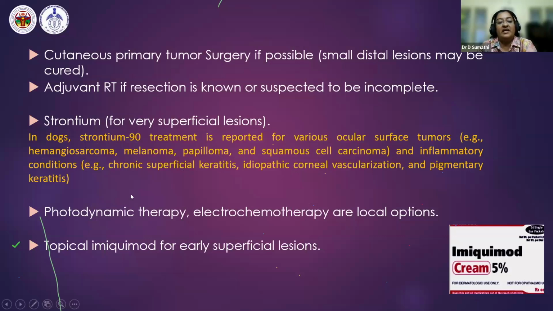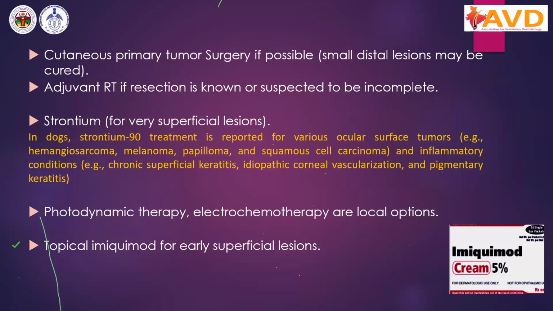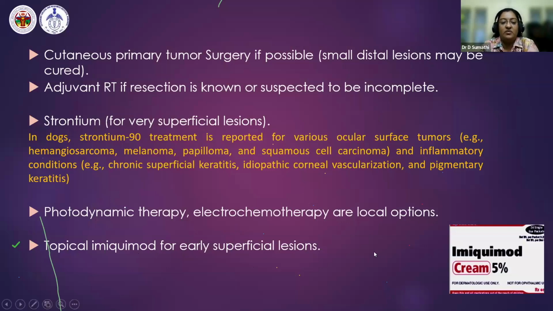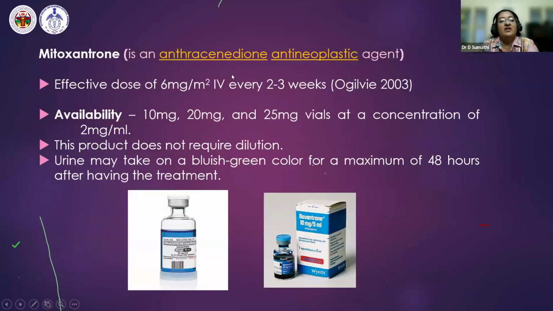So photodynamic therapy, again a light-based therapy, can be applied. Electrochemotherapy, wherein chemotherapy and electrical activity are combined together. These are used in case of local options. Topical imiquimod is one of the creams that are available, at 5% cream. This is used for early and superficial lesions. You cannot use it when the lesion is very extensive. This is one of the best creams available for various other things. As we go through, I'll tell you the use of imiquimod in various other tumors also.